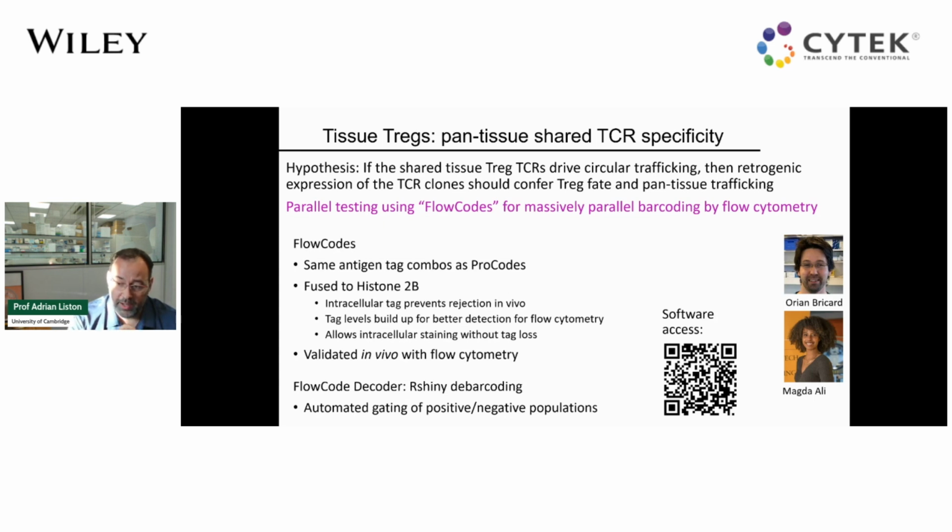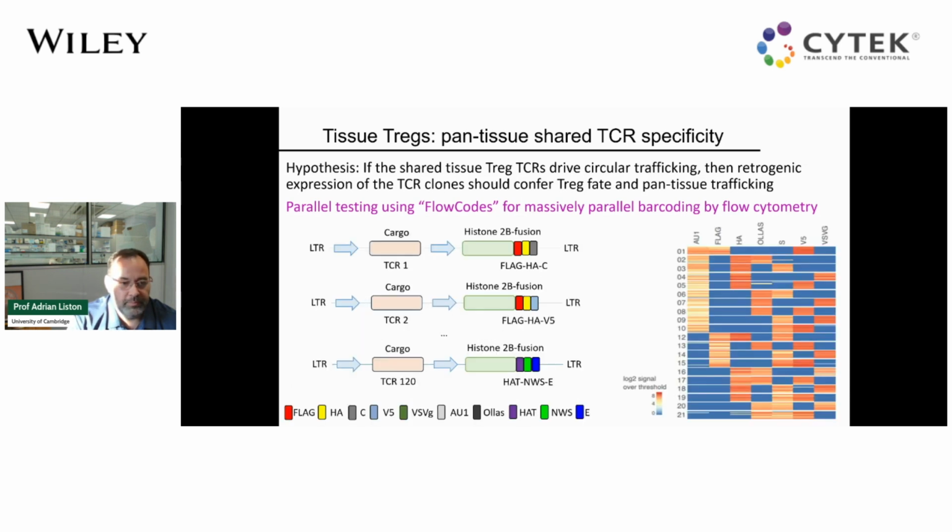This system was really developed in our lab by Adrian and Magda. And Adrian also developed the necessary software in order to debarcode all of these barcoded cells. This is FlowCode Decoder, and you can access the software through the QR code. Essentially what that does is it automatically gates positive and negative populations for all of these tags and then assigns which combination tag the results come from on a per cell basis.